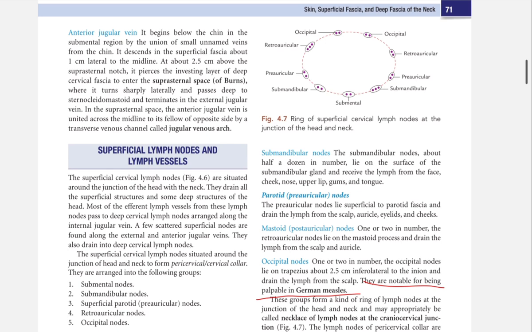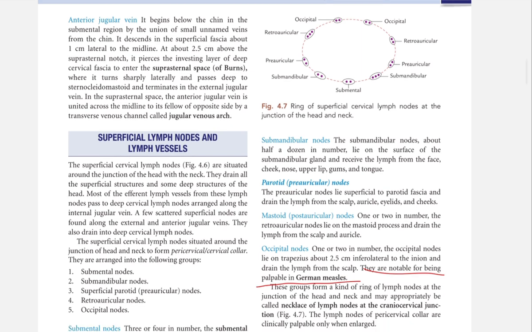Anterior jugular vein: it begins below the chin in the submental region by the union of small unnamed veins from the chin. It descends in superficial fascia about 1 cm lateral to midline. At about 2.5 cm above suprasternal notch, it pierces the investing layer of deep cervical fascia to enter suprasternal space of Burns. Then it turns sharply laterally, passes deep to sternocleidomastoid and terminates in the external jugular vein. In the suprasternal space, the anterior jugular vein is united across the midline to its fellow of opposite side by a transverse venous channel called jugular venous arch.